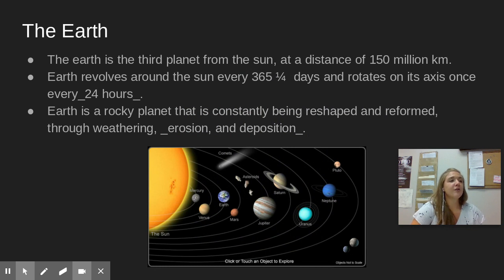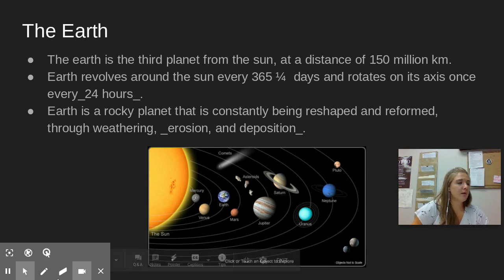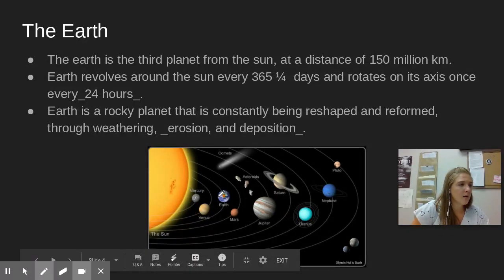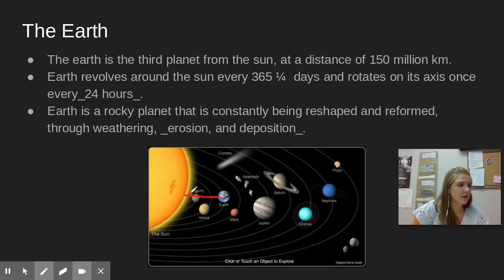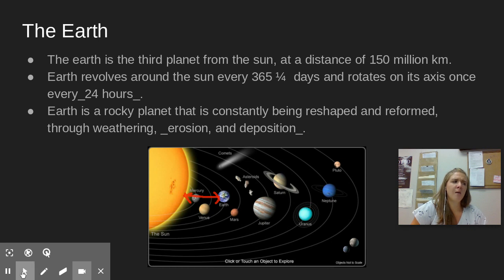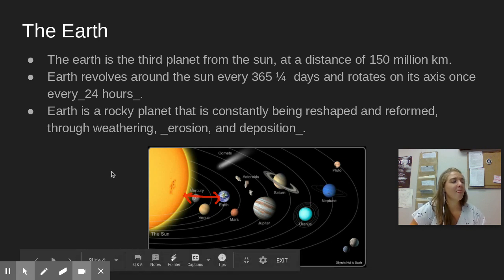The Earth is the third planet from the sun at a distance of 150 million kilometers, right? So that would be the distance from here to here on the picture. That would be 150 million kilometers. A lot more than you think it is, okay?